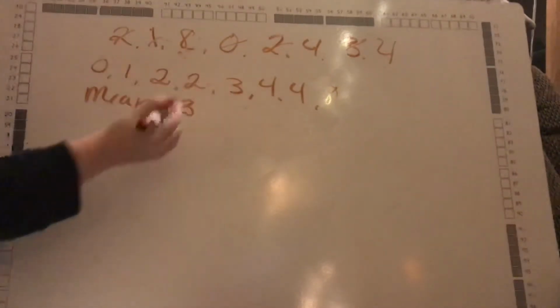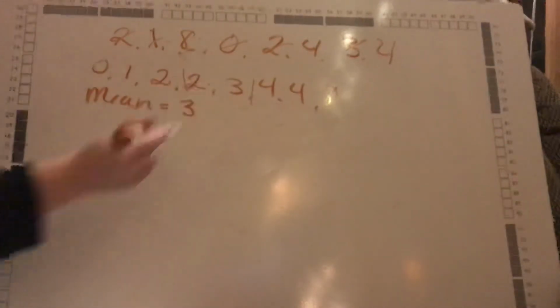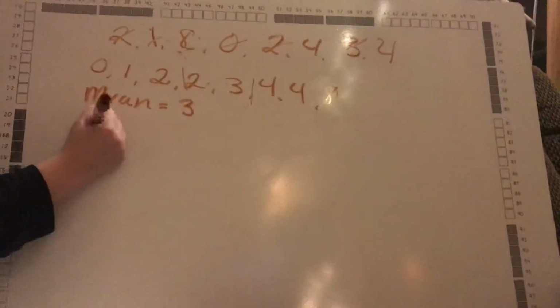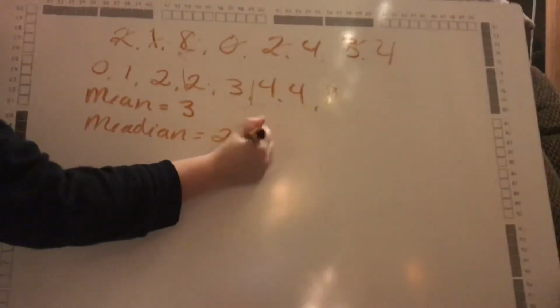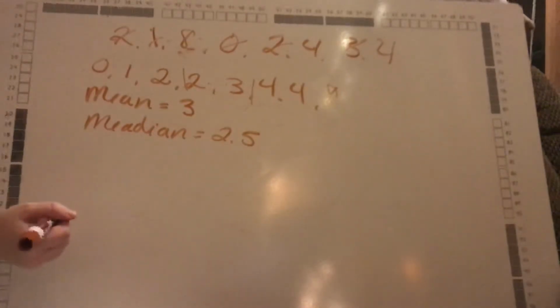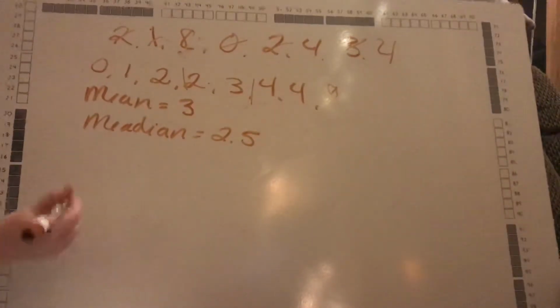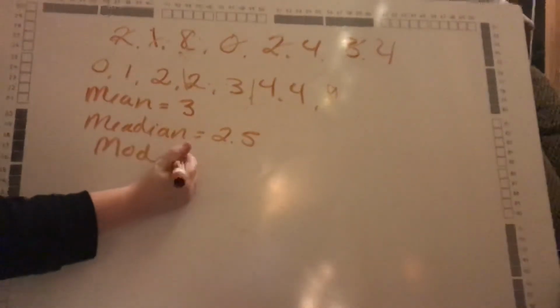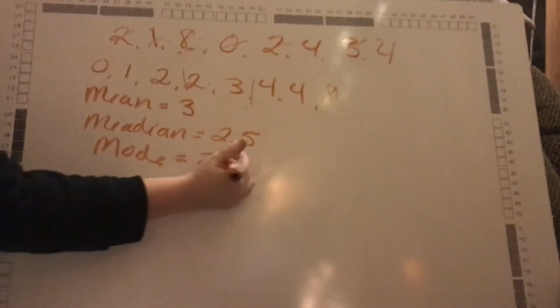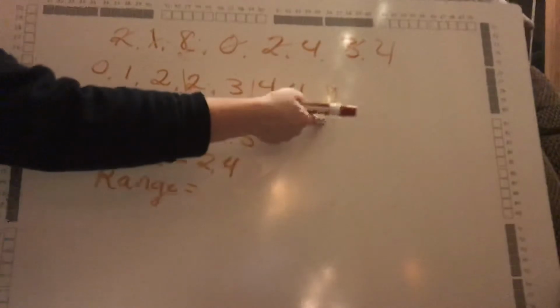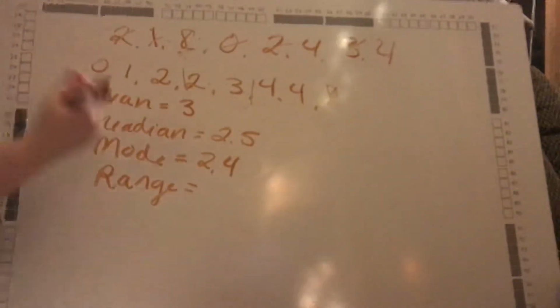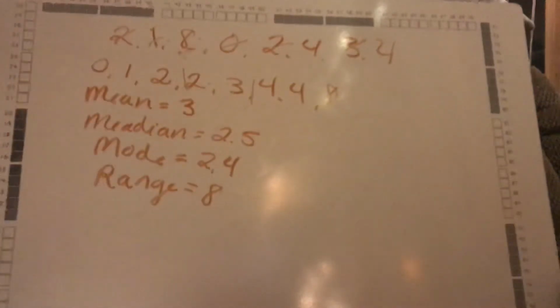Our median, remember, if we have an even set, we take the mean of the two middle ones. So these are your middle numbers. So 2 plus 3 is 5, divided by 2 is 2.5. Now mode is numbers that are repeated, and we have 2 of those. We have 2 and 4, and our range is the greatest number minus our smallest number, which is 8, because 8 minus 0 is 8.